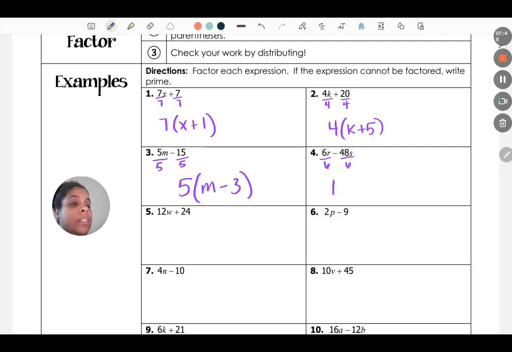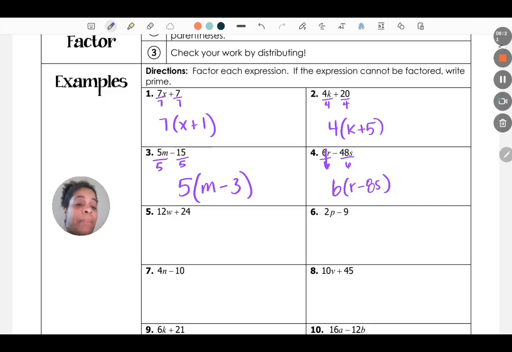And that leaves us our common number 6. 6 divided by 6, those cross each other out, right? So I'm left with r minus, and 48 divided by 6 is 8. And then the s is still attached. So we're going to leave this 8s. So if I factor this back out, I would get 6r minus 48s, which was my original answer, if you're not sure.